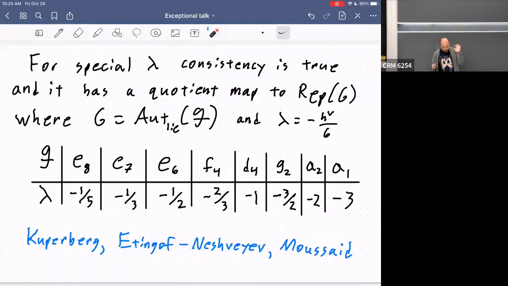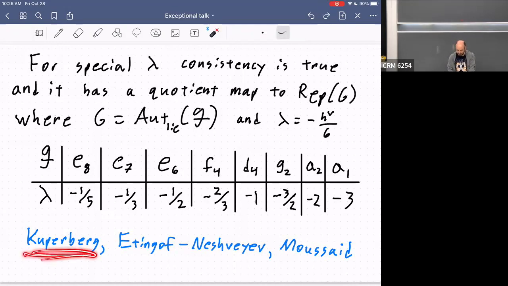For special lambda, so if lambda happens to be one of the special values in this chart, then this category has a functor to a quantum group category. I'm missing a Q. Because I haven't gotten to the Q yet. This was right. Great. For special lambda, it has a quotient map to some actual existing category Rep G for some group G. And so in particular, consistency has to be true, because if I could evaluate some closed diagram in two ways, I would get two different answers inside this group category. Great. For special lambda, it has this quotient.